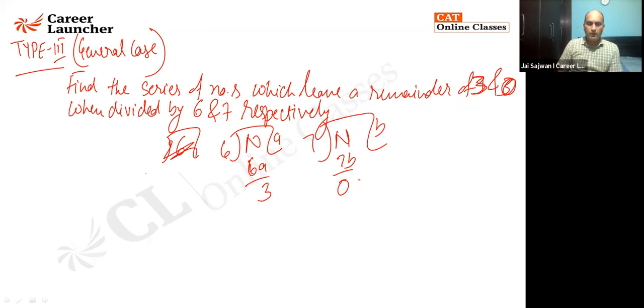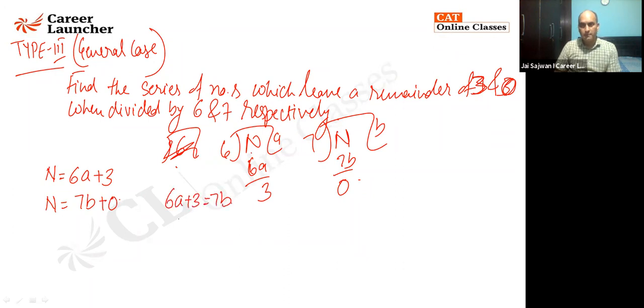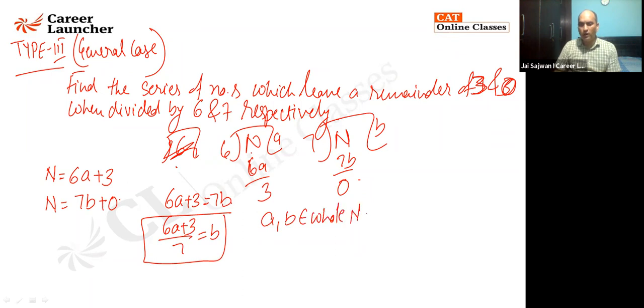So what I'll do is, I know the number n can be written as a multiple of 6 plus 3, because when divided by 6 it leaves a remainder of 3. The same number n when divided by 7 leaves a remainder of 0. But the number is the same, so I'll write 6a plus 3 is equal to 7b plus 0. Now I can write (6a plus 3) divided by 7 is equal to b. You know a and b both belong to the whole numbers. Whatever you write here, you will write a whole number; you never write a decimal value. You don't write it in fractions.